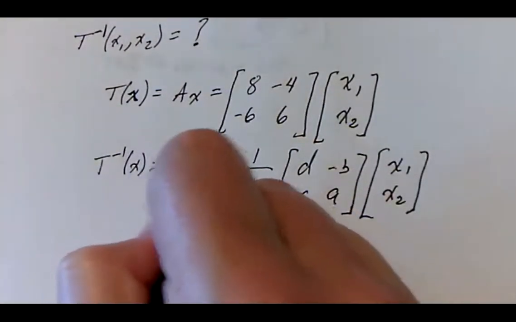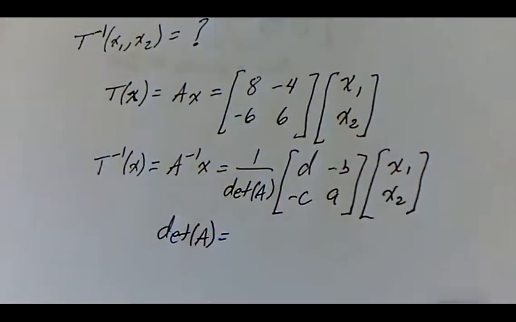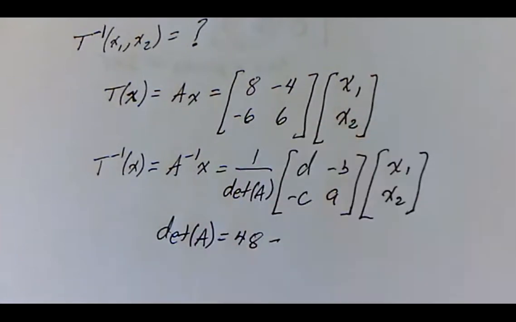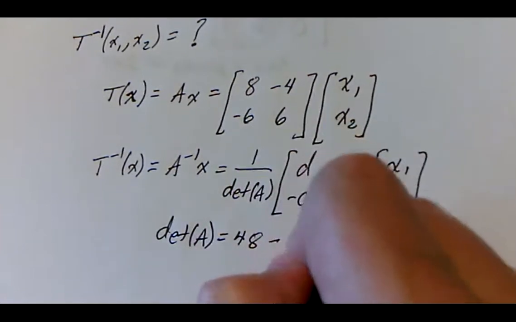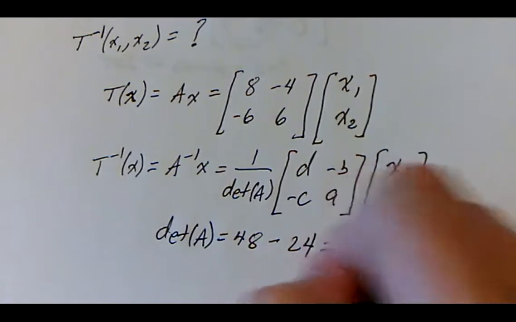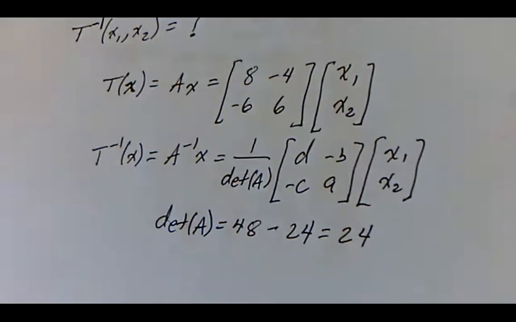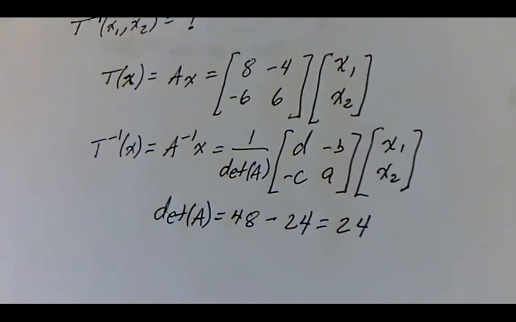So the determinant of A, that's going to be 8 times 6. It's 48. Minus -4 times -6 is a -24. So my determinant is 24. I'm sorry, it's a positive 24, but it's subtracted. There we go. Positive 24, but it's subtracted, so my determinant is 24.